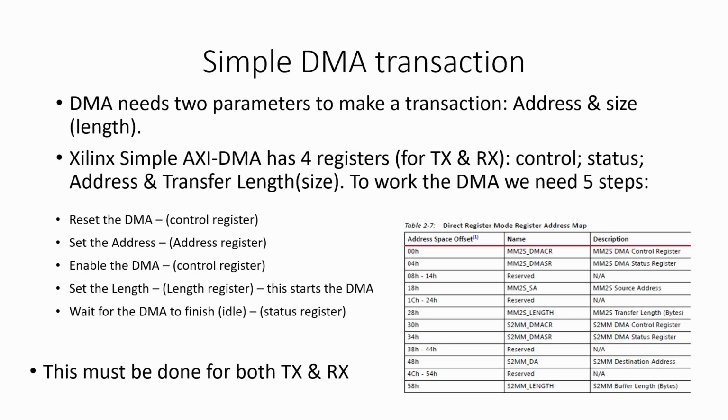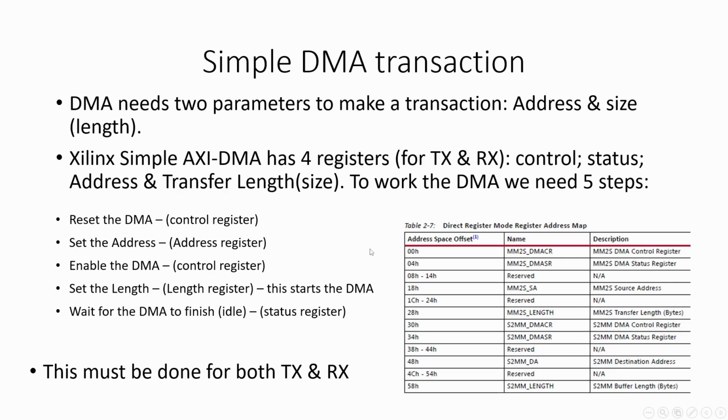Now I want to remind you how we work the DMA. The DMA needs two parameters to make a transaction. It needs an address to read or write from, and it needs a size, how many bytes. The Simple DMA has 4 registers for TX and 4 for RX. It has the control register, the status register, the address for either TX or RX, and the length for either TX or RX. Writing to the length register starts the DMA.